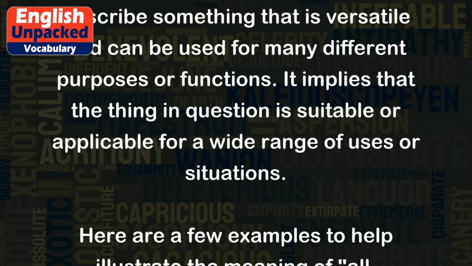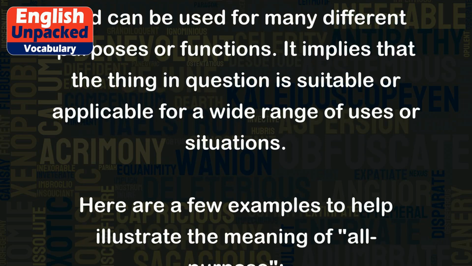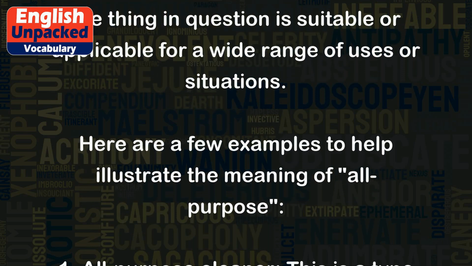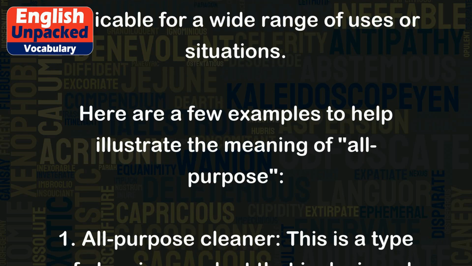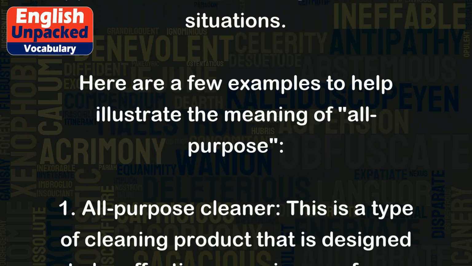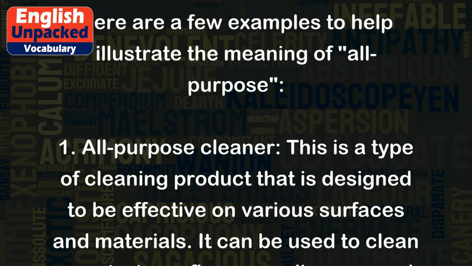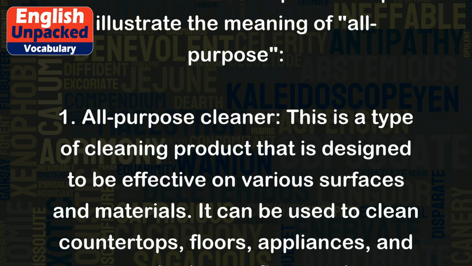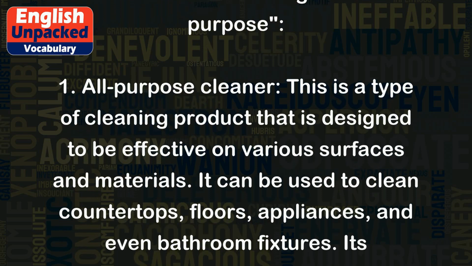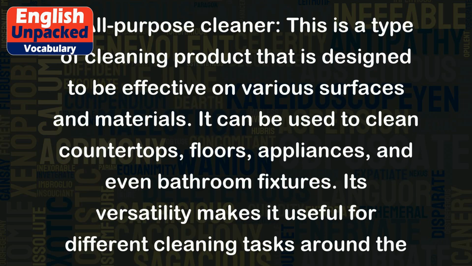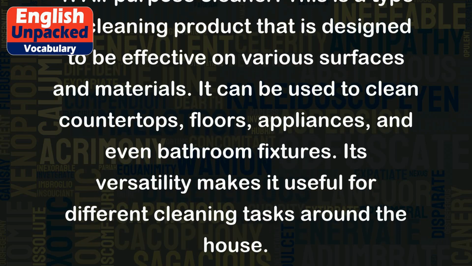Here are a few examples to help illustrate the meaning of all-purpose. 1. All-purpose cleaner. This is a type of cleaning product that is designed to be effective on various surfaces and materials. It can be used to clean countertops, floors, appliances, and even bathroom fixtures. Its versatility makes it useful for different cleaning tasks around the house.